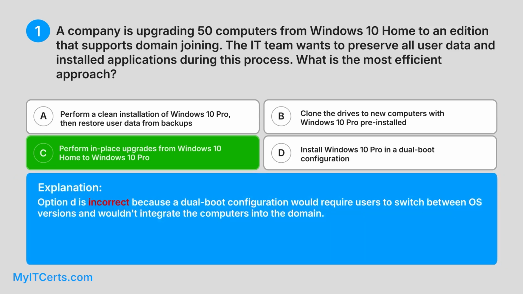Option D, install Windows 10 Pro in a dual boot configuration, is incorrect because a dual boot configuration would require users to switch between OS versions and wouldn't integrate the computers into the domain.